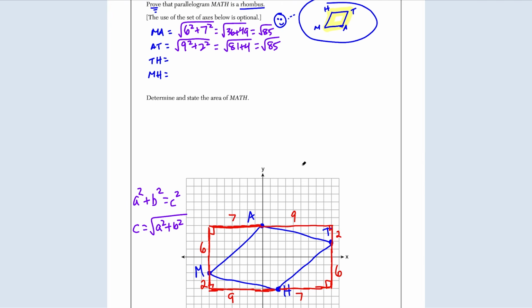So now TH is the distance from here to here, and that involves this right triangle. So let's just make that a little bit neater. We have the square root of 6 squared plus 7 squared, which is the same thing as what we did in the first line here. So we're also going to have the square root of 85. And now for the last one, for MH, we have a 9 and a 2 for those legs. So we're going to do the square root of 9 squared plus 2 squared, and that also simplifies to the square root of 85.